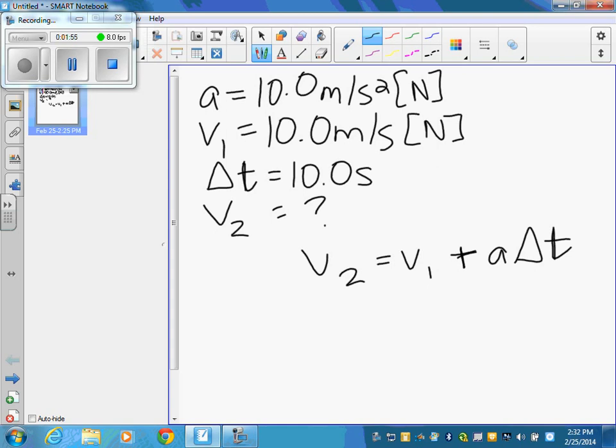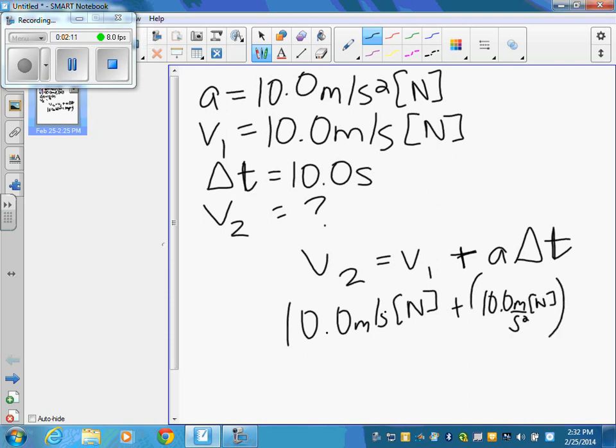Okay? So now we're just going to plug those numbers in. So I'm going to have that 10.0 meters per second north plus my 10.0 meters per second squared, also going north, multiplied by my 10 seconds. 110 what? Meters per second north. Meters per second north. Good.